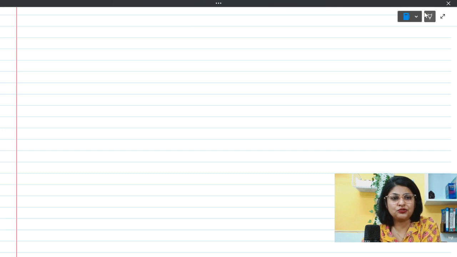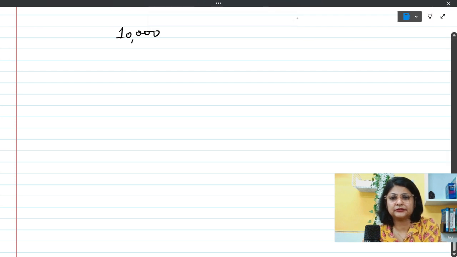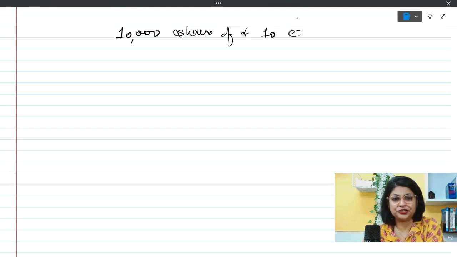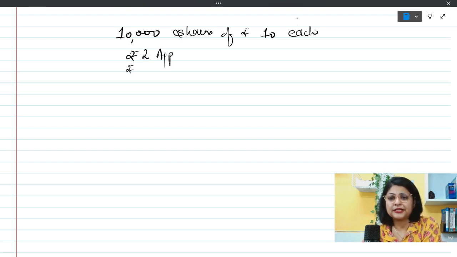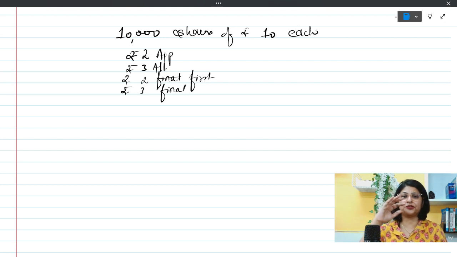The company issued or invited application for, let's say, 10,000 shares of rupees 10 each, whereas the company has asked rupees 2 on application, rupees 3 on allotment, rupees 2 on first call and rupees 3 on final call. Sorry, I had written final over here, it is not final, it is first call. So like this, the company is going to ask the amount 2 rupees on application, 3 rupees on allotment, 2 rupees on first call and 3 rupees on final call.